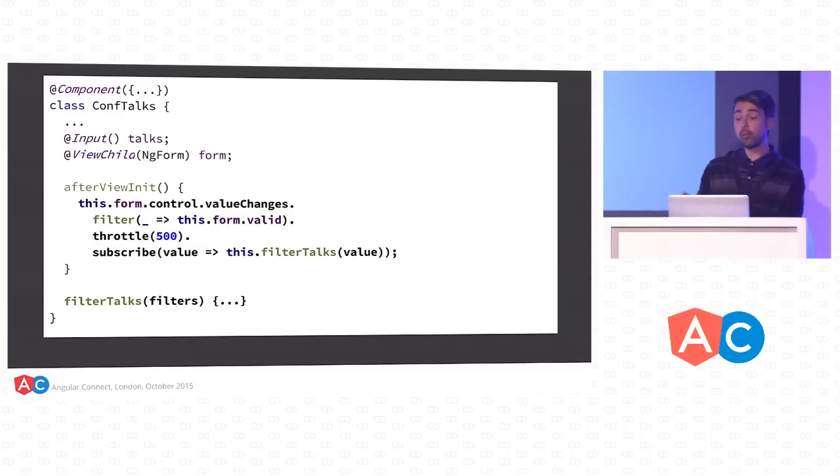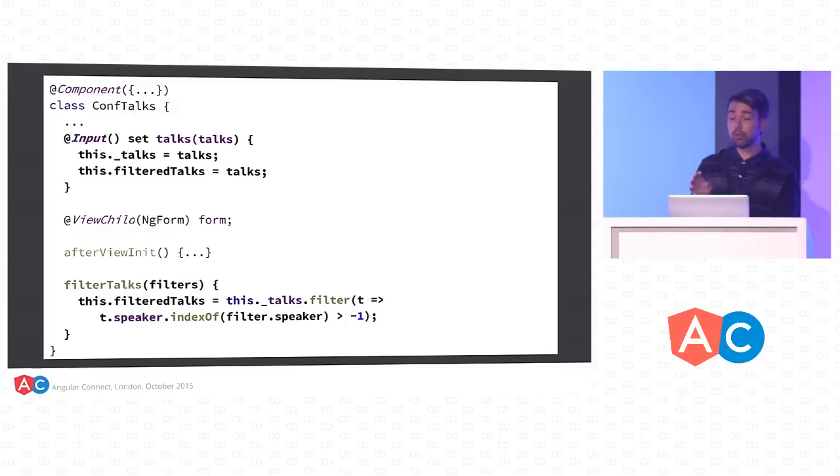All right, so the first thing I'm going to do with my observable is filter out all invalid input changes. Second, I will throttle it, so the observable will wait for half a second of inactivity before re-emitting a value. So the final observable won't emit any values until the input is valid and the user has stopped typing for half a second. Finally, I'll subscribe to this observable and call the filter talks method in it.